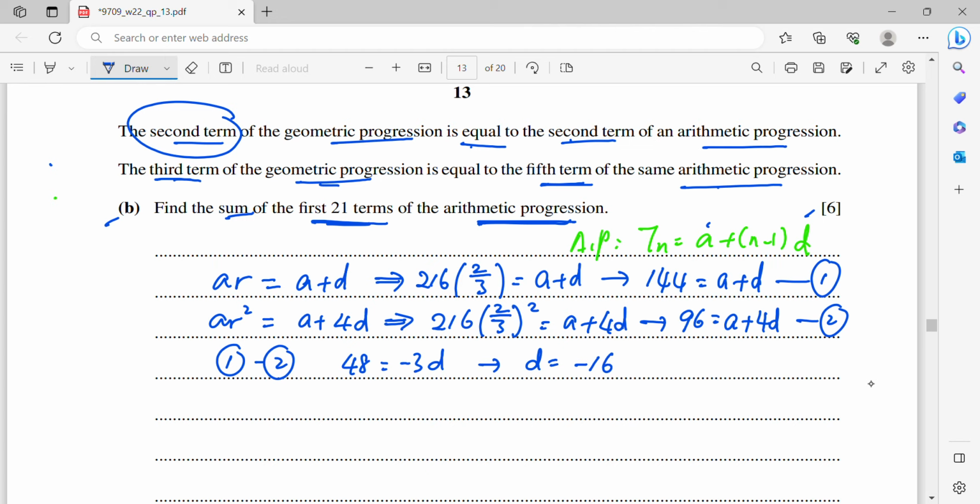Alright, once you have found the D, then you may find the A by replacing the D value in the first equation. So I use the first equation. Now to get the A, move the D to the left hand side. It's going to be 144 minus D. So at last you will be getting 144 minus negative 16. So now my A is 160.